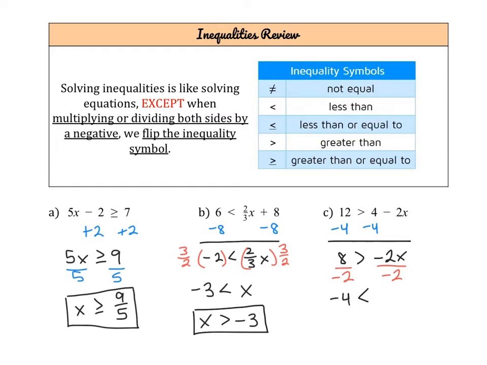So this becomes negative 4, and this becomes x, and then we can read this as x is greater than negative 4. So again, anytime you multiply or divide by that negative number, make sure your inequality symbol is reversed.